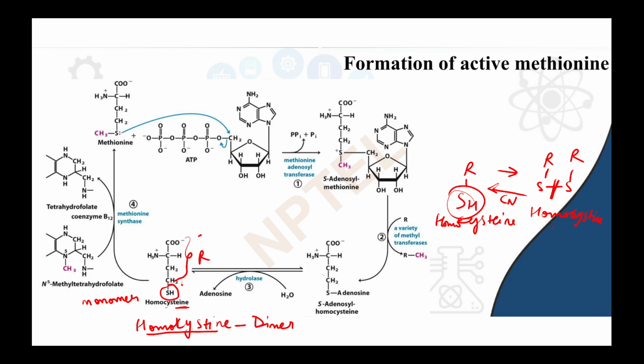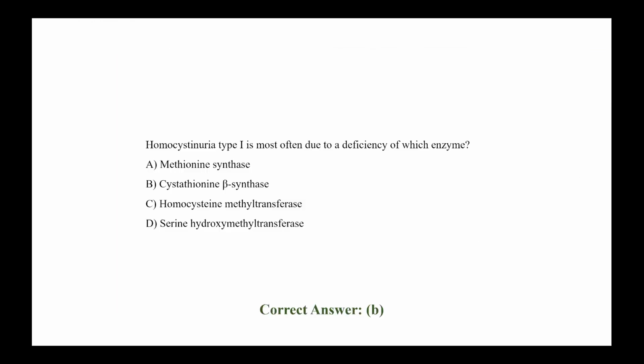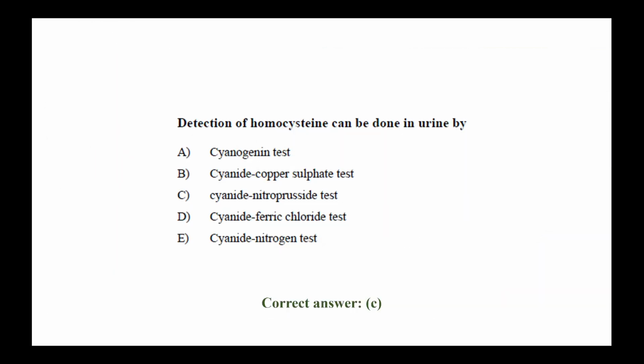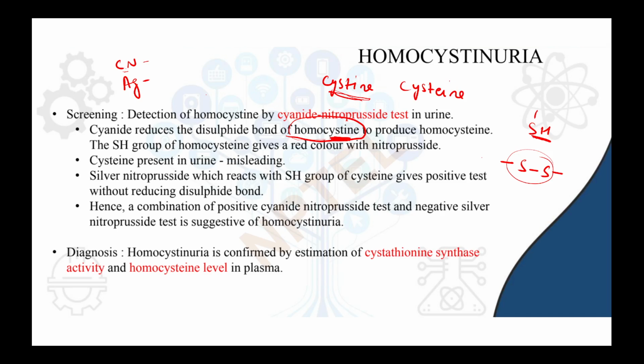Now, in the urine, we have cysteine present as well. That cysteine also has a free sulfhydryl group, right? So this cysteine can also react with the nitroprusside and give a red color. But how will we know whether the red color that we are seeing is due to homocysteine or cysteine? In that case, what people do is they combine the cyanide nitroprusside test with the silver nitroprusside test.